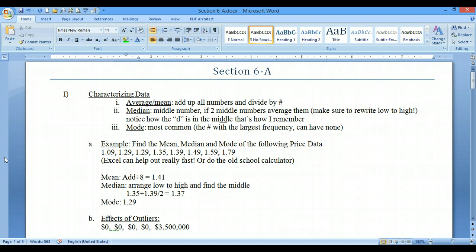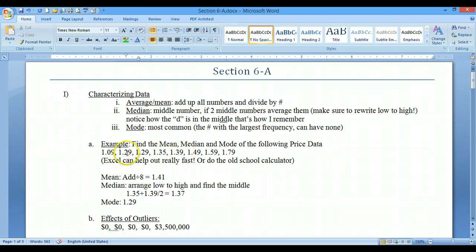And one way that I like to remember that median is the middle number is that it has this D right in the middle, and it's like the D's in the middle of the middle. And that's how I like to remember that. Mode is the most common number, or the one with the highest frequency, and you can have none, or you can have two of the same numbers, or three, that have the same frequency, the largest.